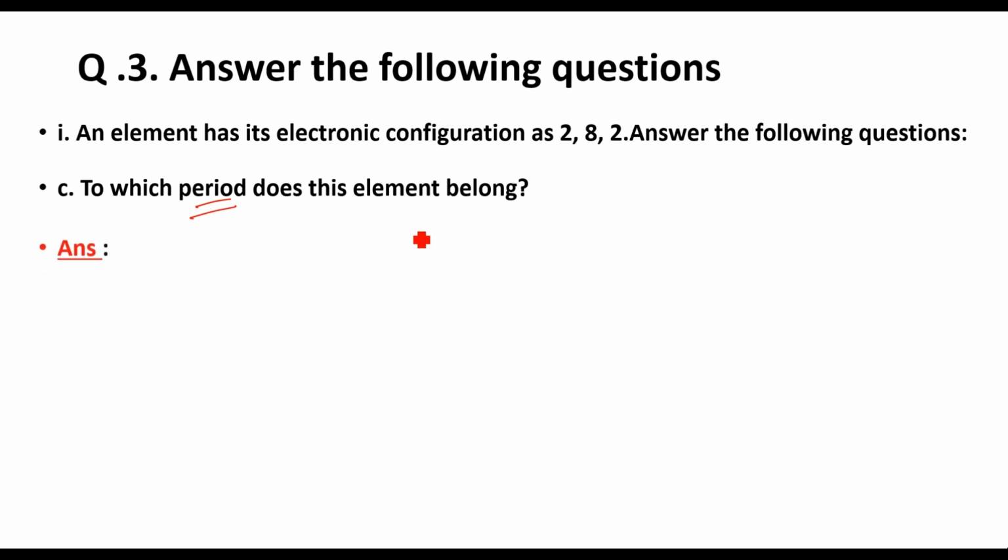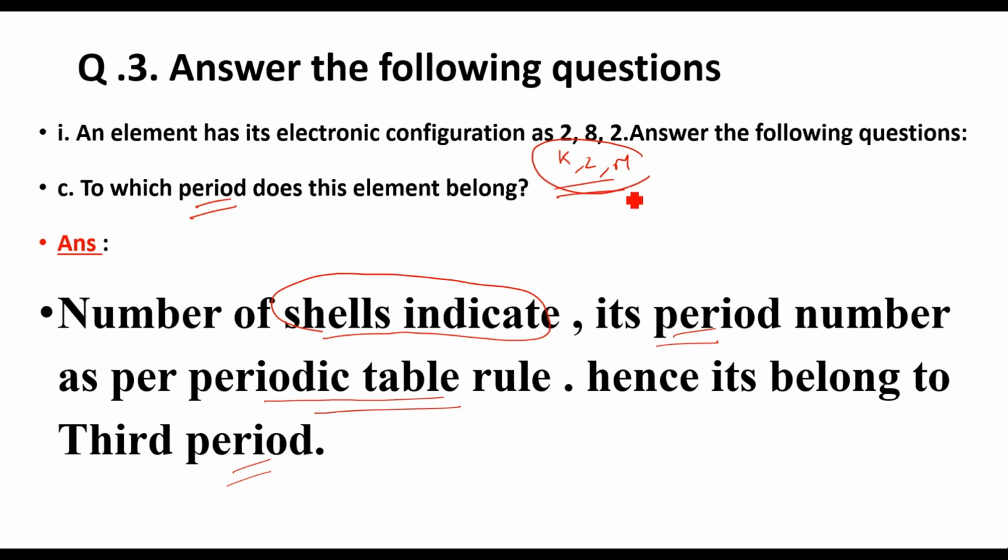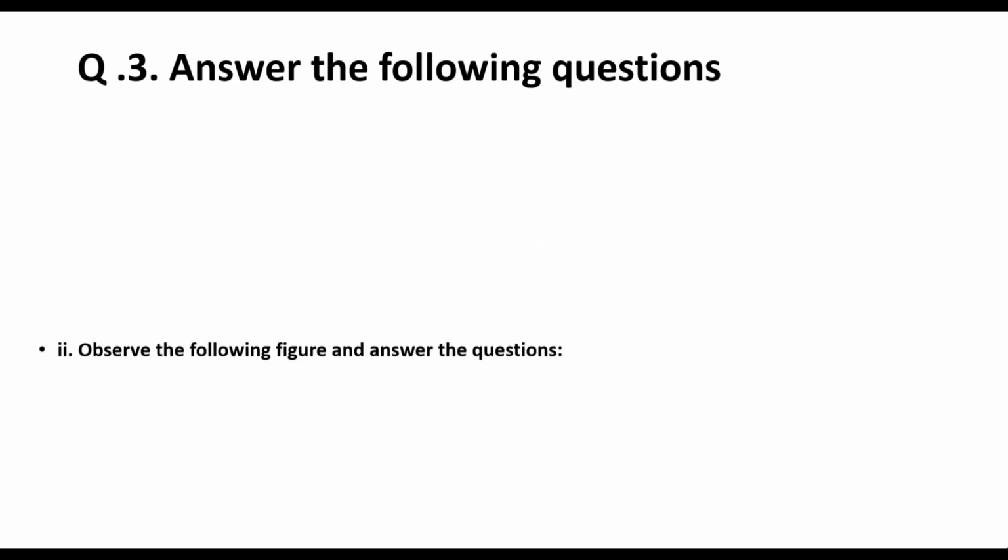So here I mention the relation between the period and the electronic configuration. The number of shells indicates the period number. So how many shells are there? According to the periodic table rule, it belongs to the third period, because three shells are there, that is the K shell, L shell and M shell. So it belongs to period number 3.